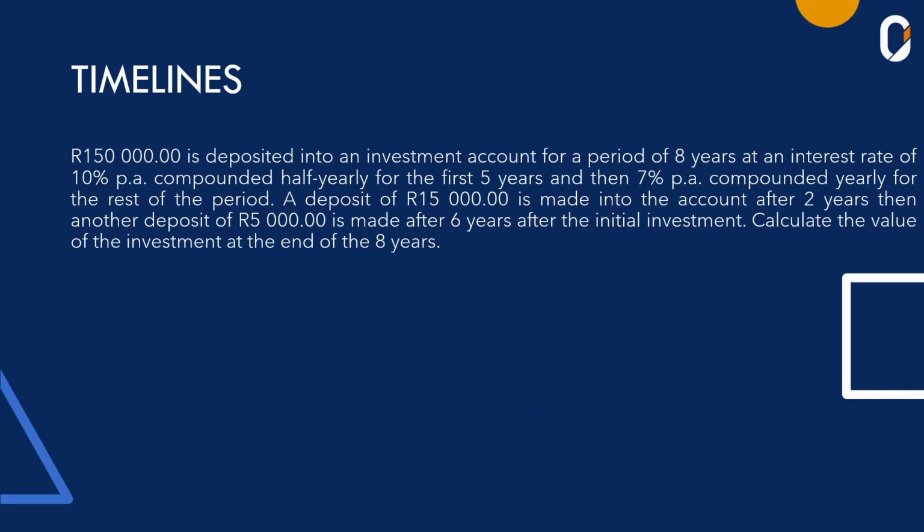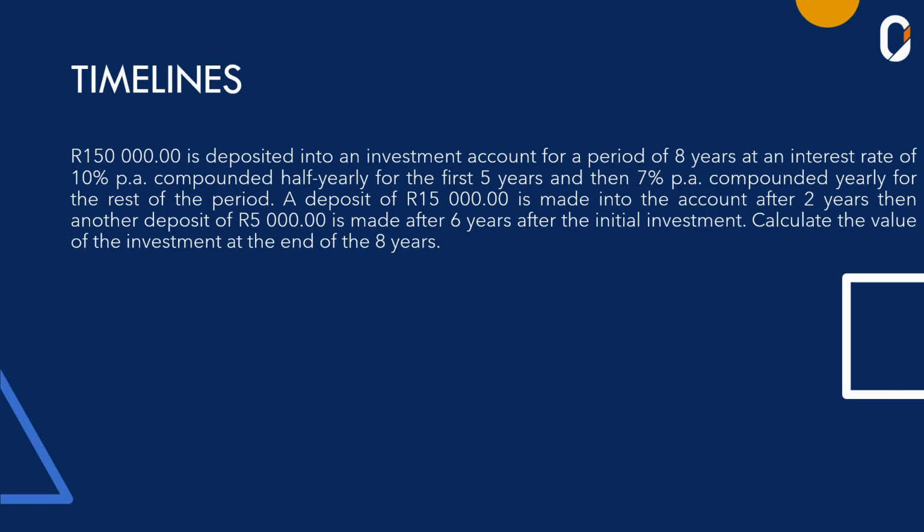Now, let's move on to a more complicated, more challenging question. 150,000 rands is deposited into an investment account for a period of 8 years at an interest rate of 10% per annum compounded half yearly for the first 5 years, and then 7% per annum compounded yearly for the rest of the period. A deposit of 15,000 rand is made into the account after 2 years. Then another deposit of 5,000 rand is made after 6 years after the initial amount investment. Calculate the value of the investment at the end of 8 years.